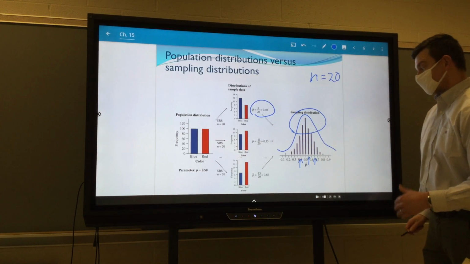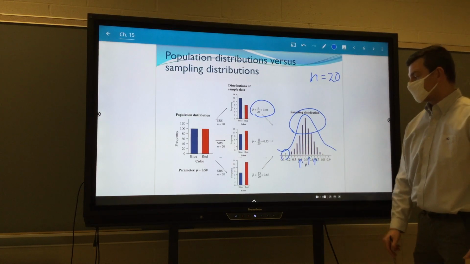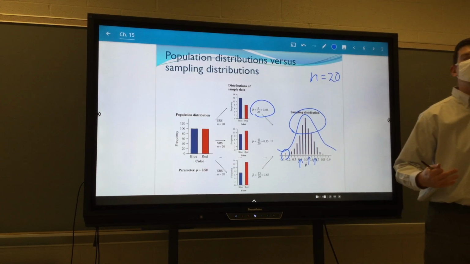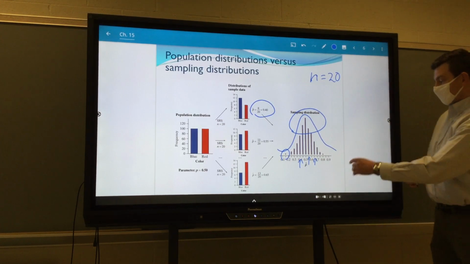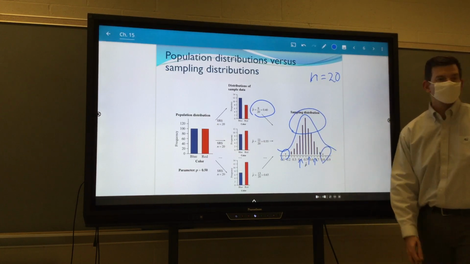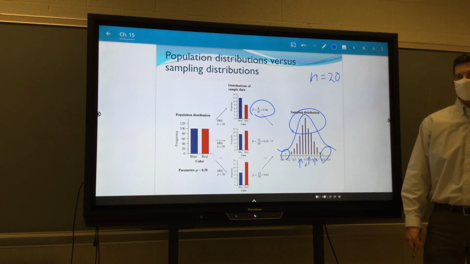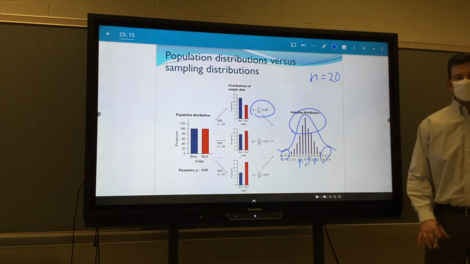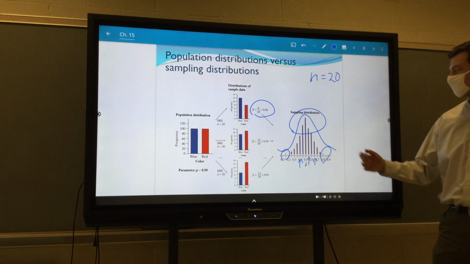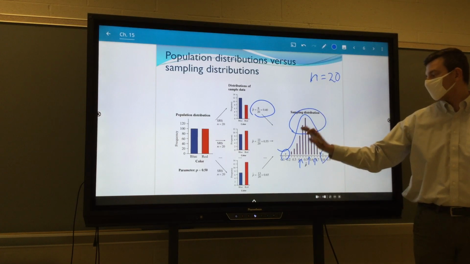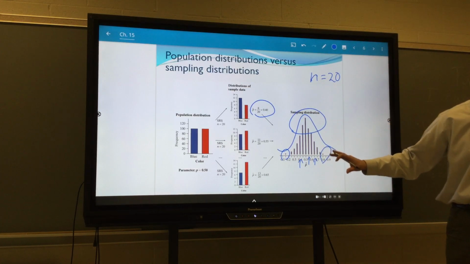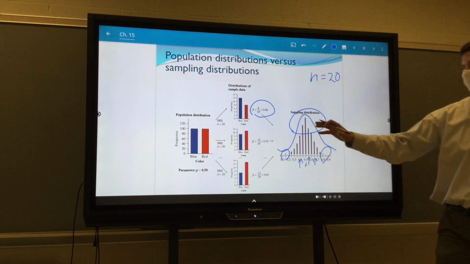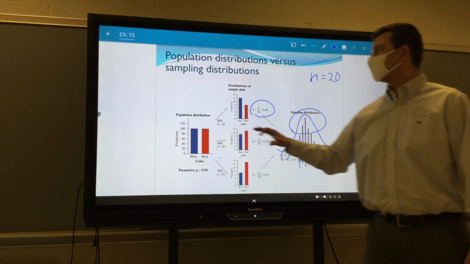We had a few extreme values. One of our samples was only 15% reds, 3 out of 20. Another one was 80% red, 16 out of 20. But those are few and far between. Most of the samples are right around the center, and it fits this sampling distribution. Okay? Not the population, but the sample.